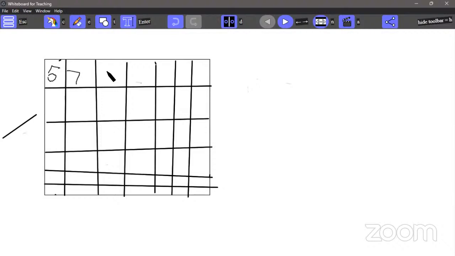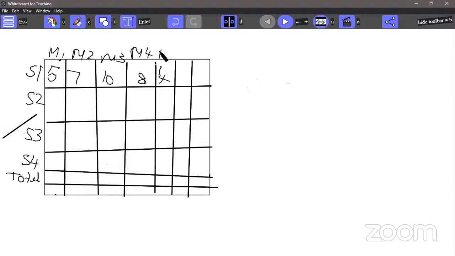5, 7, 10, 8, 4, this is what is given. This is for S1, S2, S3, S4. Then M1, M2, M3. So this is the problem given to you. These are the unit costs. Unless otherwise mentioned, you have to treat them as unit costs only.